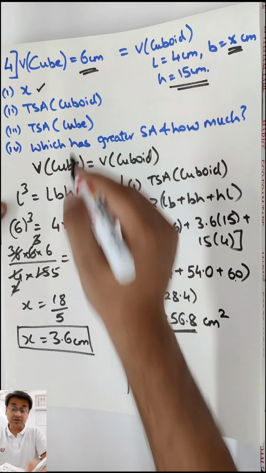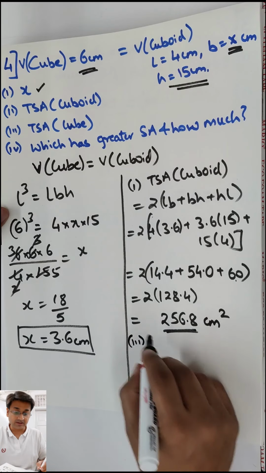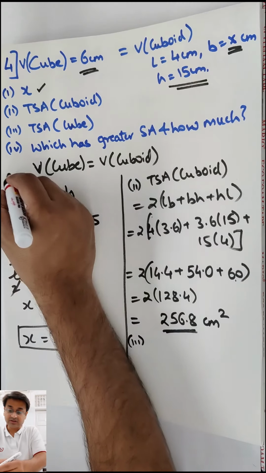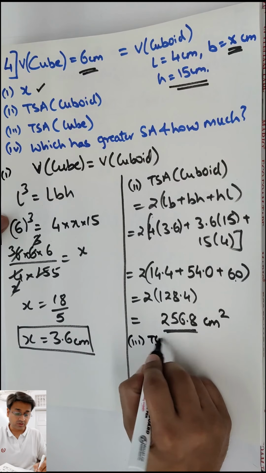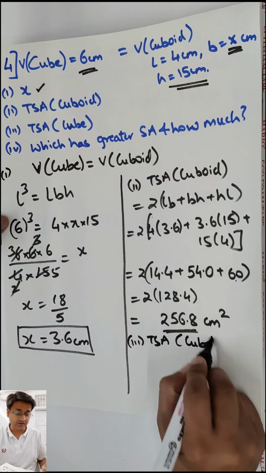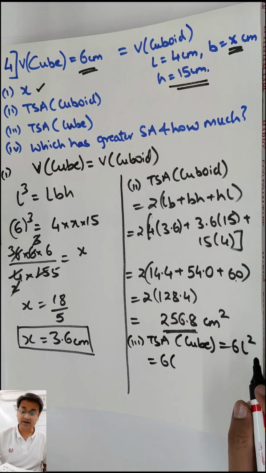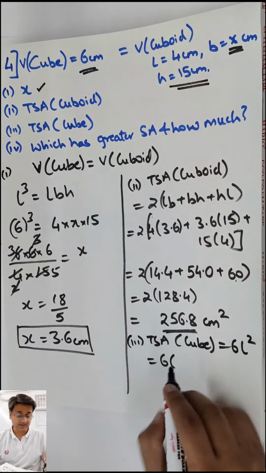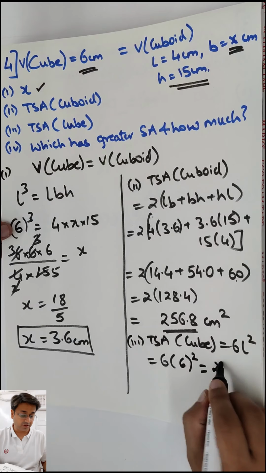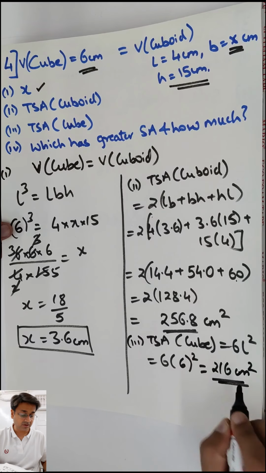Correct. Now total surface area of the cube, that's the third part. This was the second one, this is the first one. So total surface area of the cube, this is simple, 6L square. So 6 into side. How much is the side of the cube? 6. So that should be 216 centimeters square.